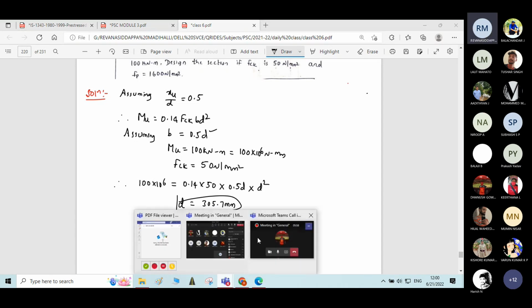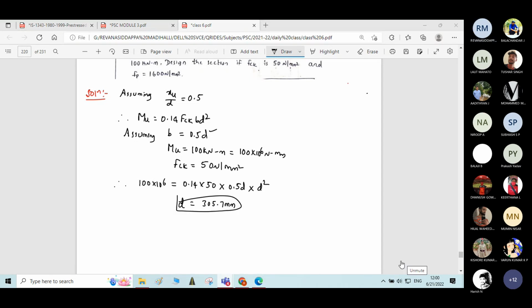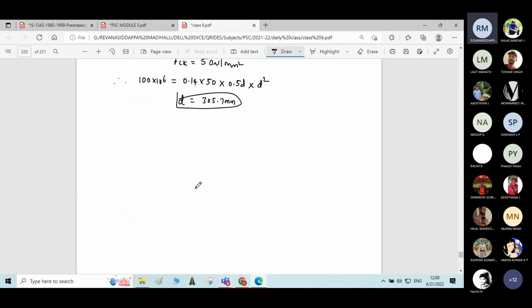Okay. Please cross check the answer. 305.7 mm. Okay. So we cannot practically give this odd number as effective depth. So we can round it up to 300 mm. Correct. Take D is equal to 300 mm. We can round it up to 300 mm.